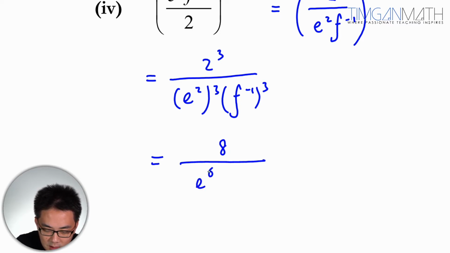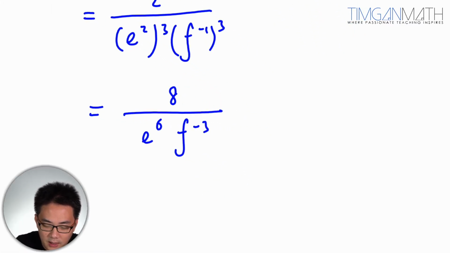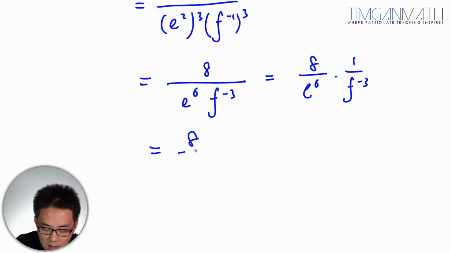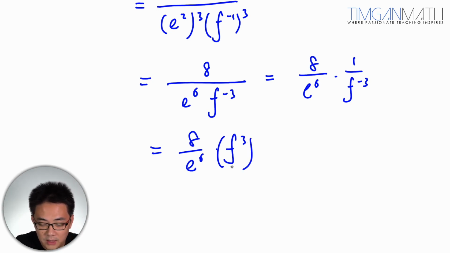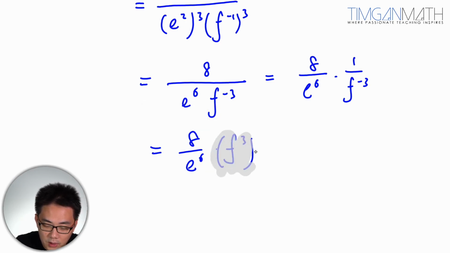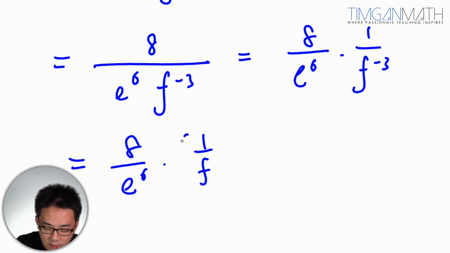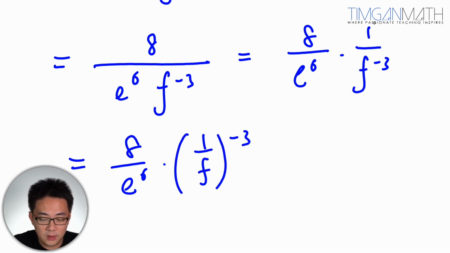times 3, so this is e to the 6, and f to the negative 3. What we get is e to the 6 times 1 over f to the negative 3, which is actually just e to the 6 times f to the 3. When you flip it up, it is f to the 3. If you are not too sure, what we could do is change it. This is actually 1 over f to the negative 3, right? Because 1 to the power of negative 3 is still 1.